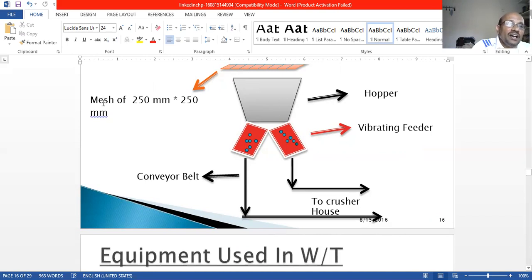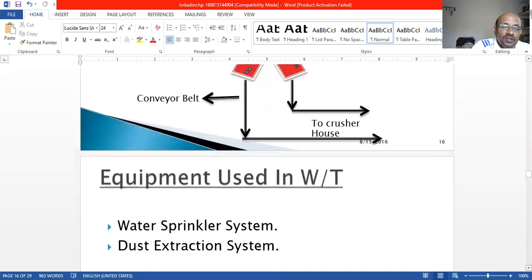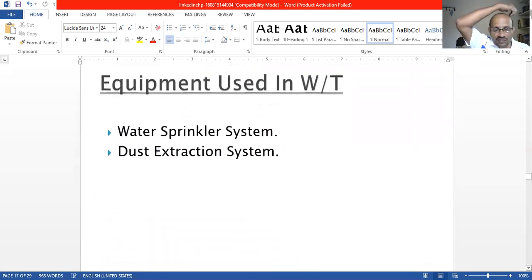First of all, this mesh size is 250 mm. With this mesh size only, the coal will come. Okay, that size, again we divide that. That is one of the great things we use. So in general, what is the coal handling equipment?